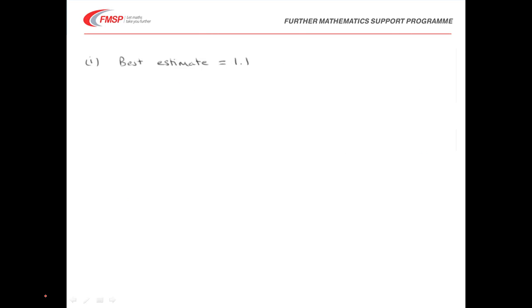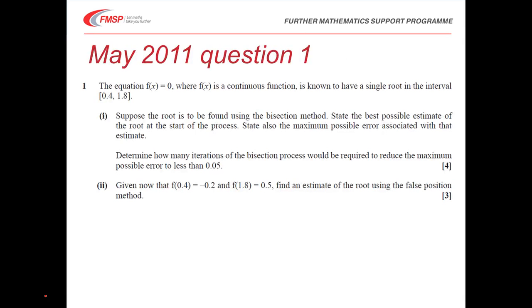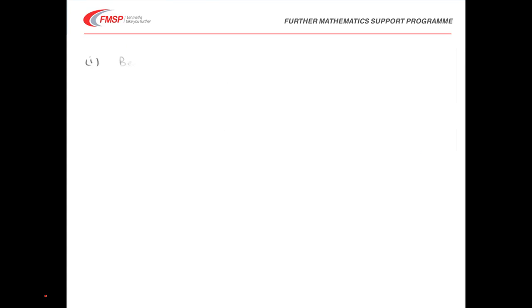So the best estimate is 1.1. The reason for that is because that is exactly halfway between 0.4 and 1.8. You can find that out by adding the two together. If you add the two together, you get 2.2, and halve it, you get 1.1. So 1.1 is exactly halfway. So that's the best estimate.